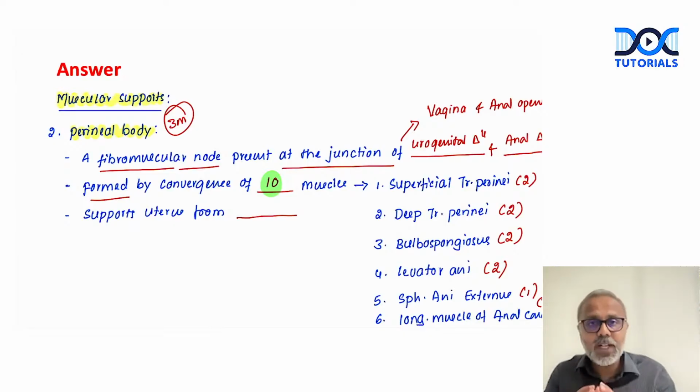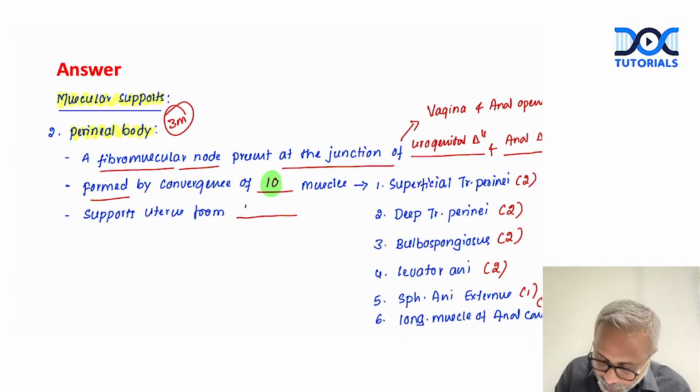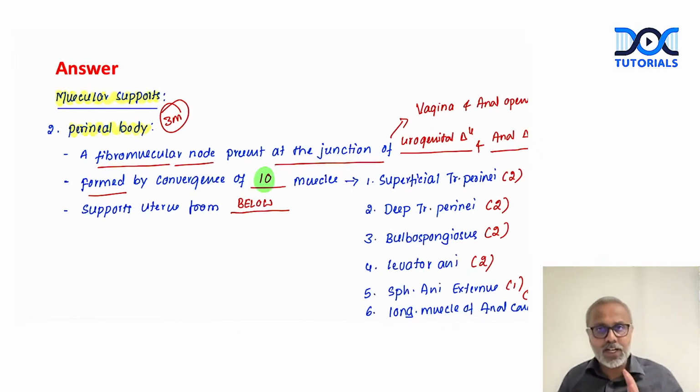Now, if you ask me, is it necessary to draw the diagram of the perineal body? I would say no. But we need to show a diagram in which we can show how a torn perineal body can result in prolapse. We will do it. So how does it support the uterus? Remember, it supports the uterus again from below. So what is the diagram that we can draw for this?